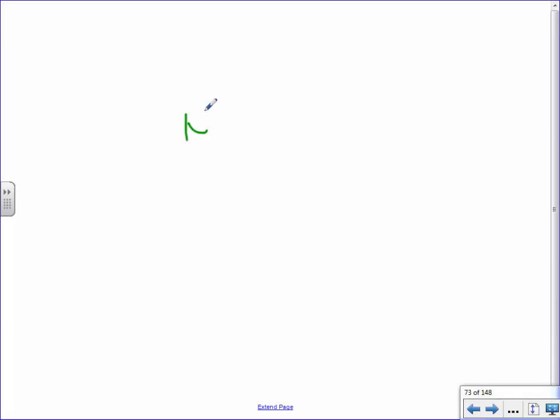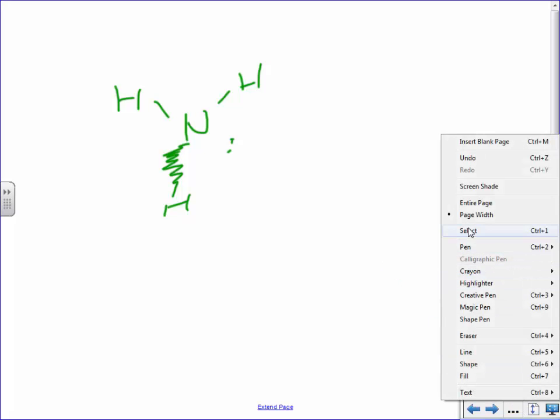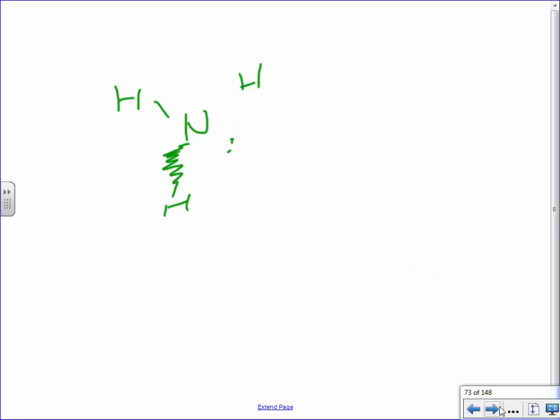If I were to give you, say, N, H, H, H, with a lone pair here, what ends up happening is this hydrogen right here, they share the electrons, but they really don't share them. This nitrogen has almost completely stolen the electrons entirely towards it, and this hydrogen here is a positive.